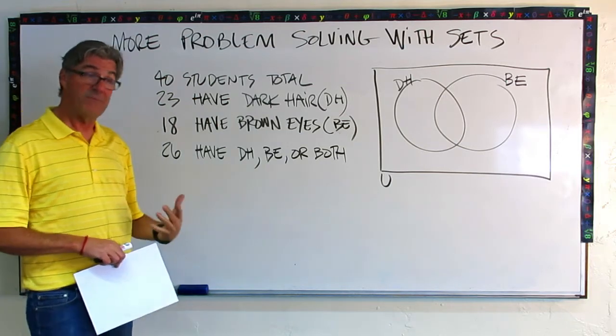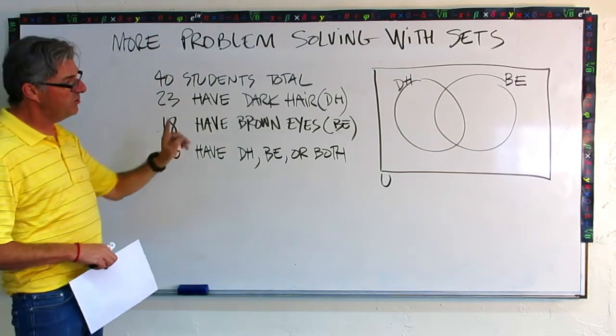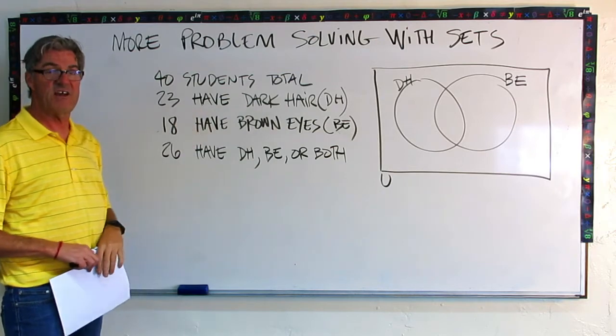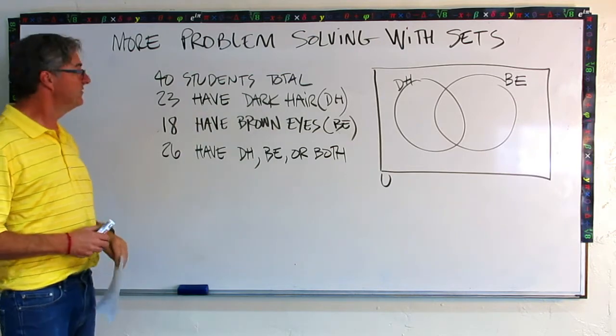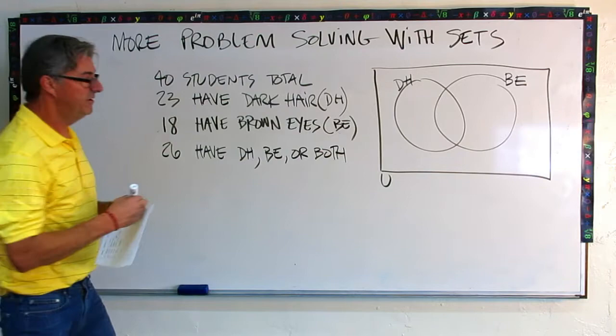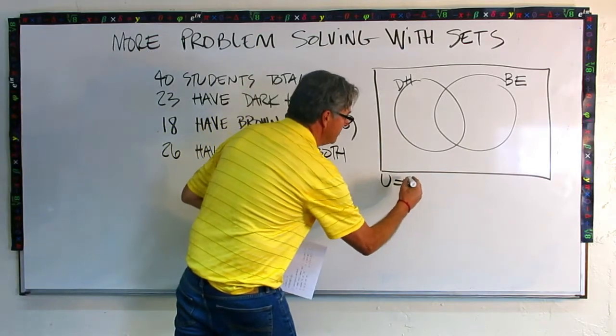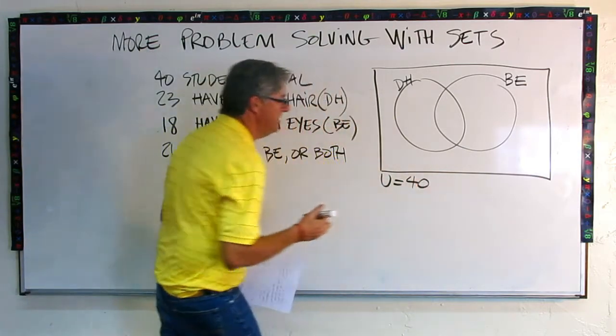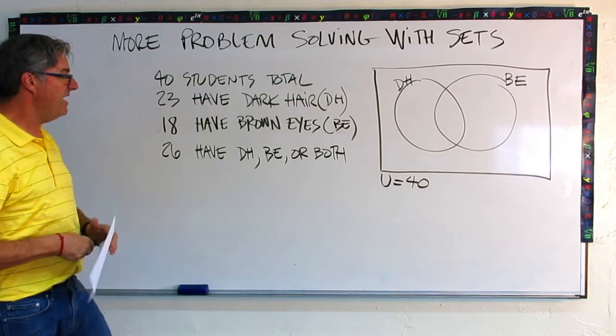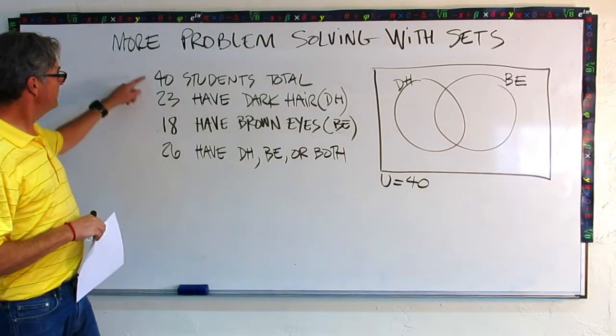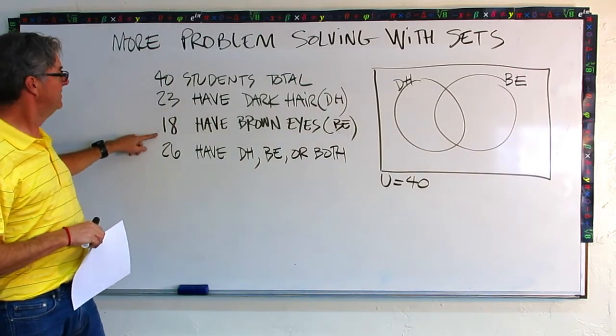Now, the first step is to look at these numbers and see which ones you can put directly on the Venn diagram and then go from there. So 40 students total, that's right down here. That's our universal set. That's 40. That's cool. I like that. Now, is there anything else that I can put directly on here?